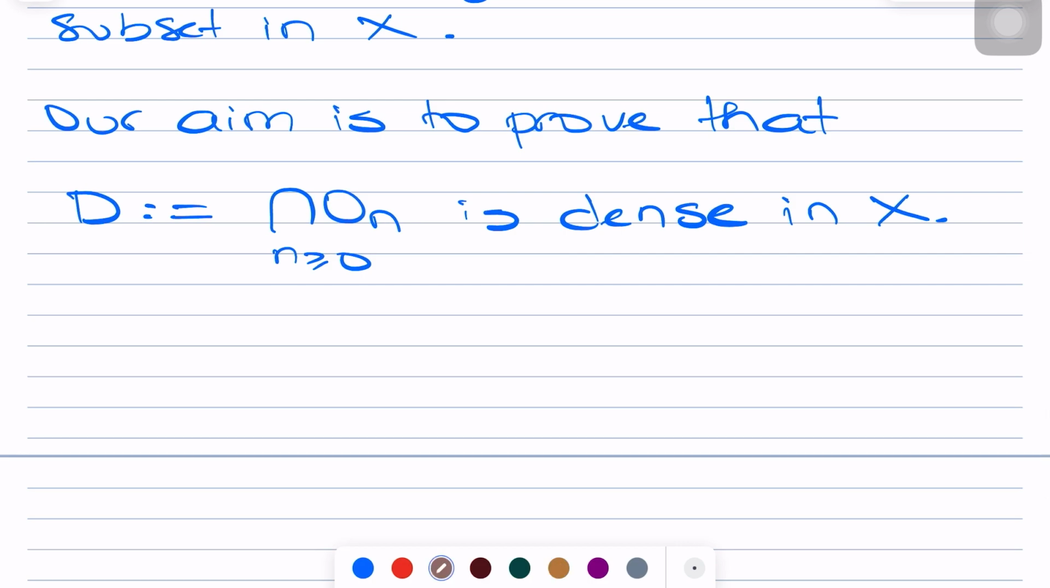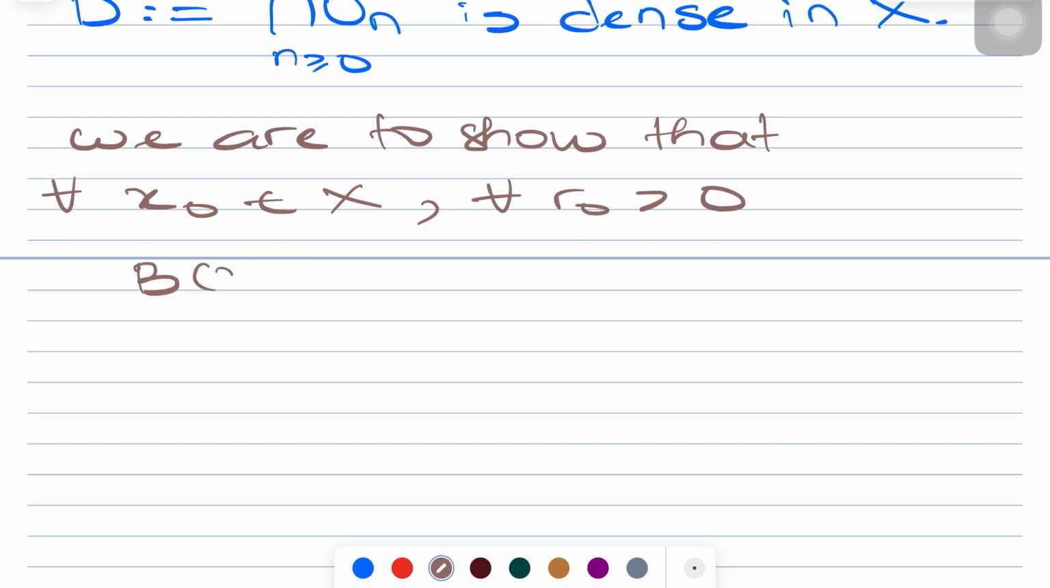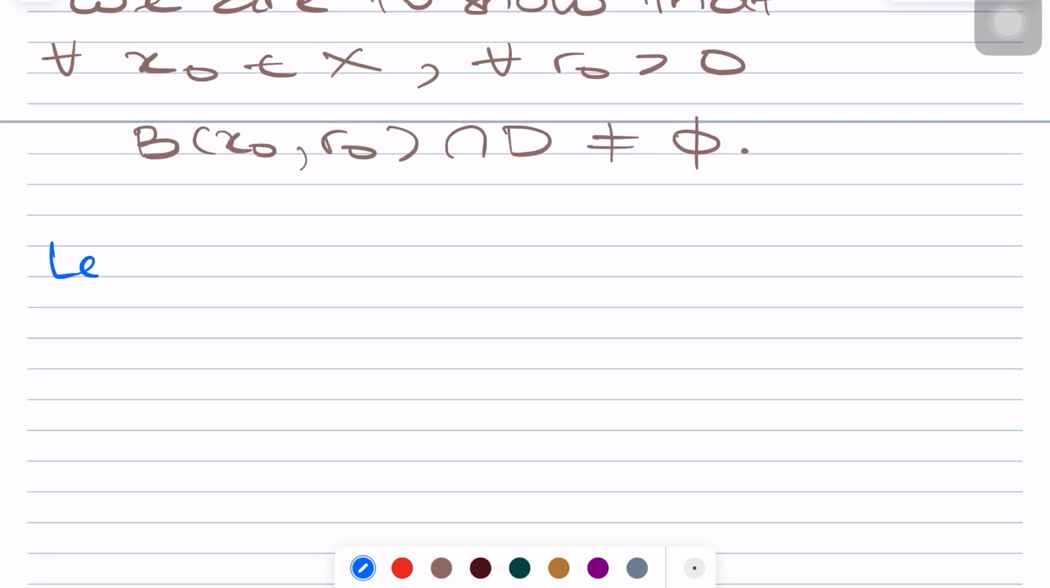So to be more explicit, we have to show that for every x0 in X, any ball around x0 intersects Z. So the ball centered at x0 and radius r0 is different from the empty set. So, well, to start the proof, let x0 in X and let r0 be positive.